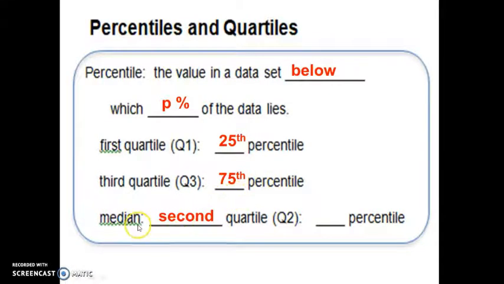And the median is also known as the second quartile, or Q2, and the median's halfway through. That means 50% of the data will be below it, so it's the 50th percentile.